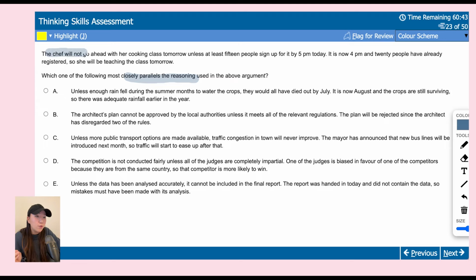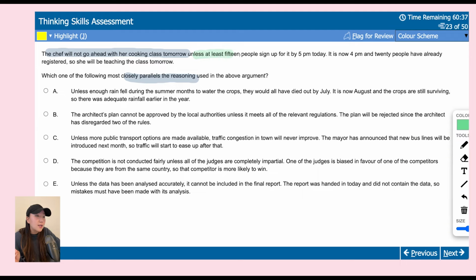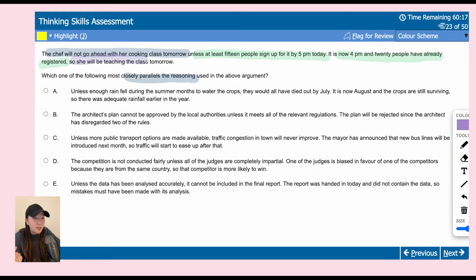It says, the chef will not go ahead with her cooking class tomorrow, unless at least 15 people sign up for it by 5 p.m. today. So we have some event that can go ahead if a condition is met. It is now 4 p.m. and 20 people have already registered. So this is the condition met. So she'll be teaching the class tomorrow.